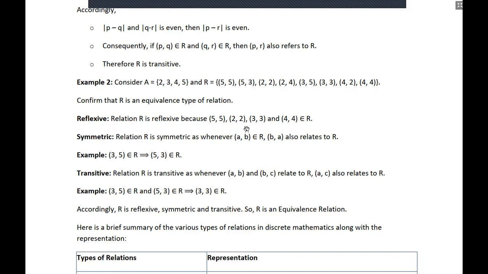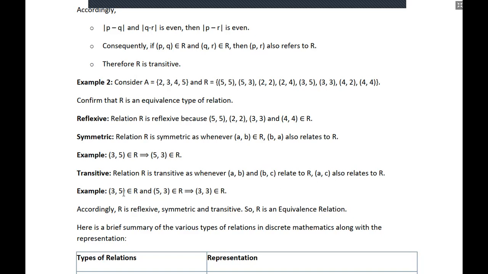It is also symmetric: if (A,B) belongs to R, then (B,A) also belongs to R, as you know that (5,3) belongs to R, and (3,5) also belongs to R. This relation is transitive: whenever (A,B) belongs to R and (B,C) belongs to R, then (A,C) also belongs to R.